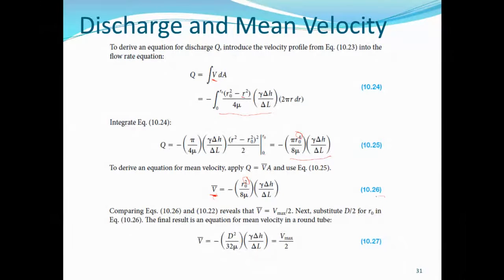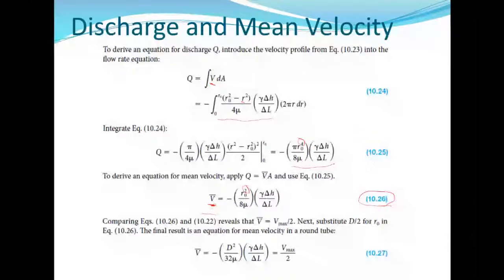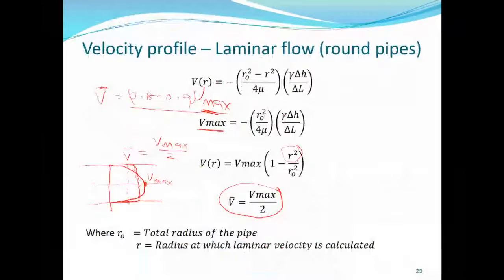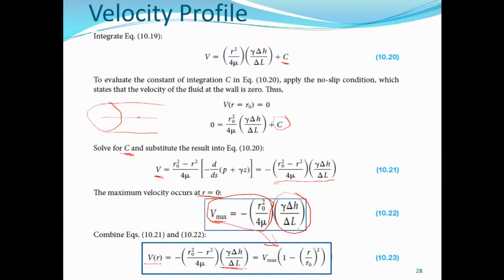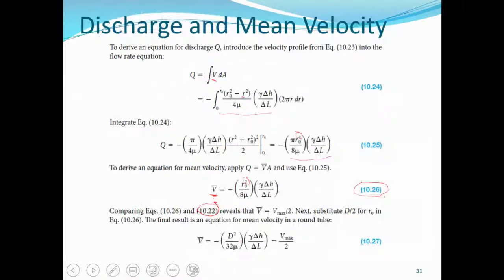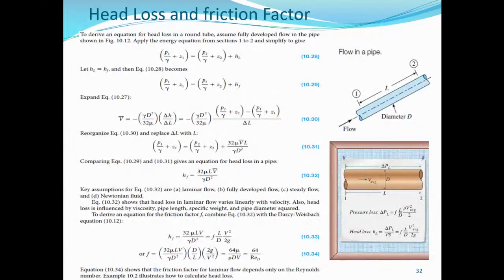Comparing equations 10.26 and 10.22, which we did before, when you compare this with this one, you will see that the average velocity is equal to V max over 2. So the basic point that we want to drive home is that the average velocity in laminar flow is half the maximum velocity. That is the main point here.